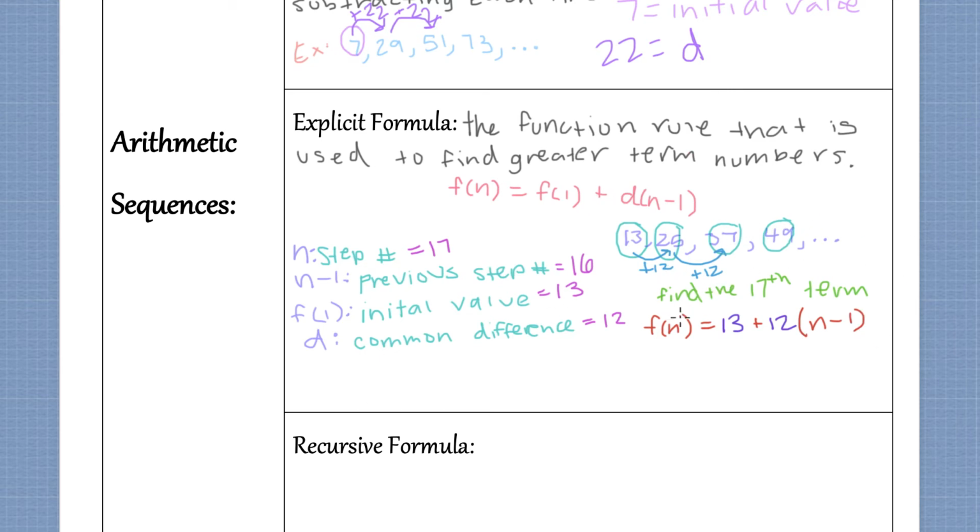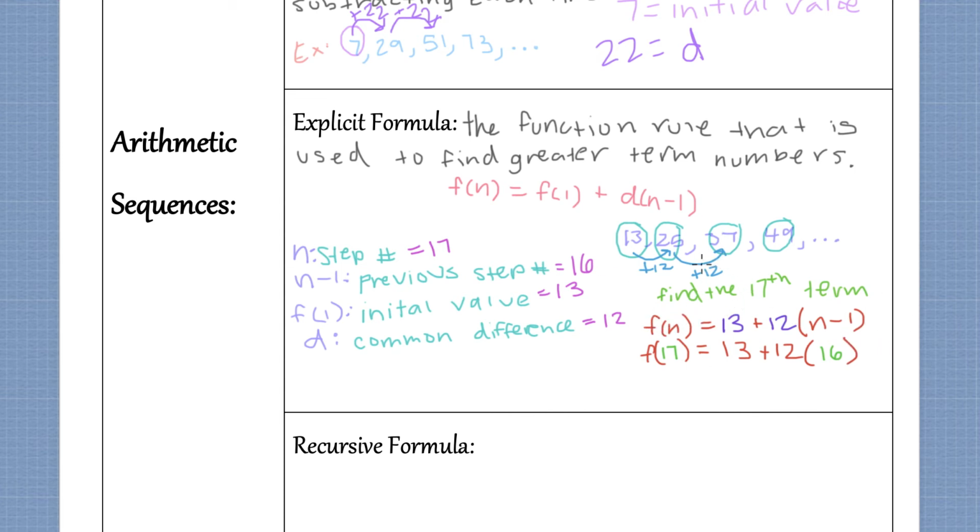So this is our explicit formula for this sequence. When we want to plug in or find a specific term number, and in this case we want to find the 17th, then we will plug in n and n minus 1. So our 17th term is going to be f of 17. I forgot the parentheses here. f of 17 is equal to 13 plus 12 times, and then n minus 1 is 16. So 16, and that is going to be our equation to find the 17th term.